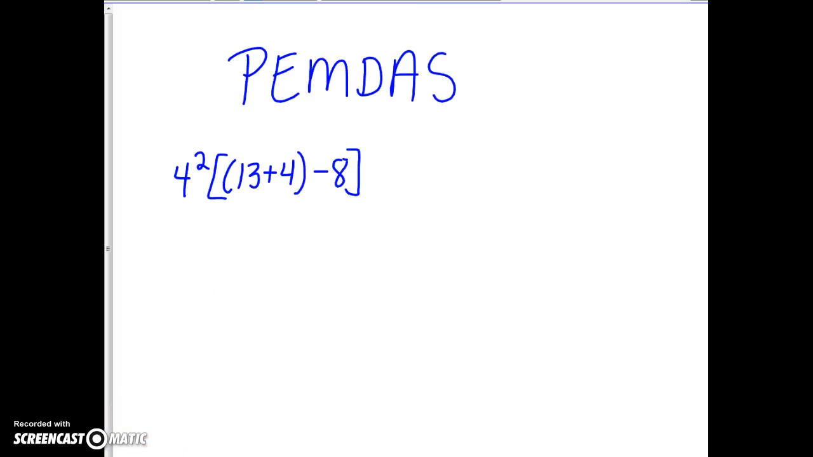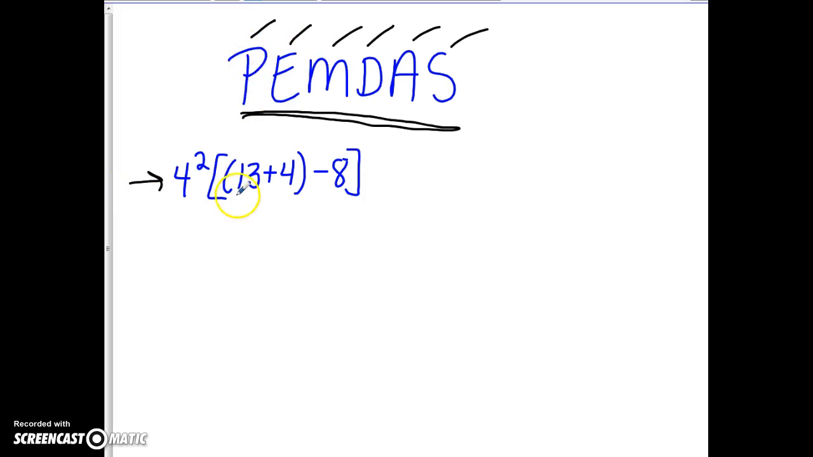Okay, now let's look at some problems that involve order of operations. So I'm sure you all are familiar with PEMDAS, or please excuse my dear Aunt Sally. So that reminds us that the order of operations, it goes parentheses, exponents, multiplication, division, addition, subtraction. Okay, so let's look at this example here.